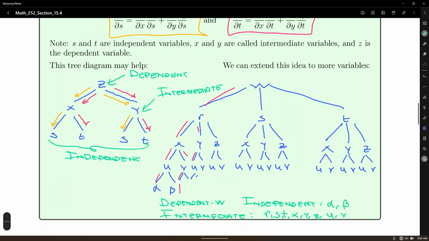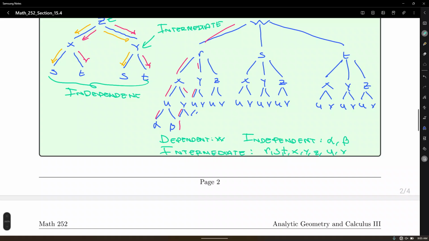Actually, you can also follow the path to come up with an expression for a chain rule. Okay. All right. Let's see. Should we do an example?